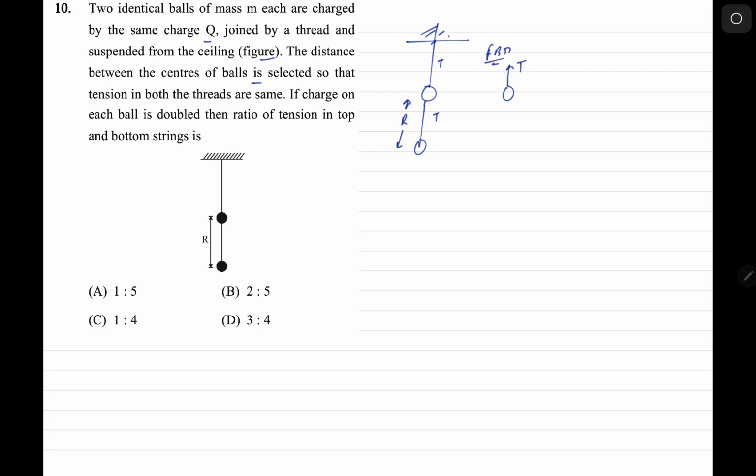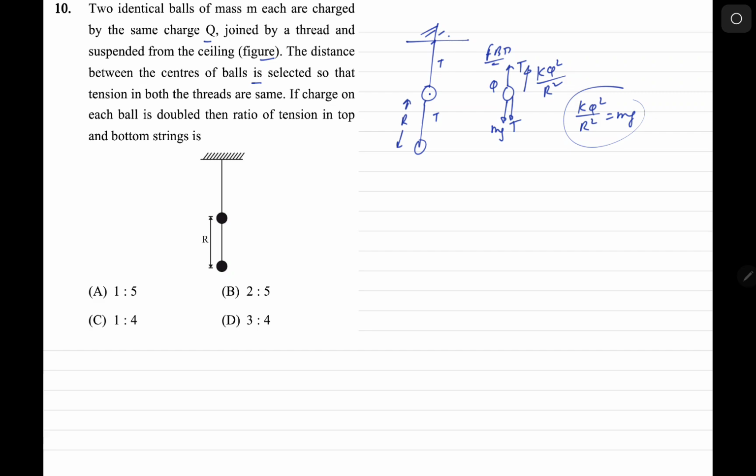The upper ball has a tension, a downward force mg, and the tension from the thread. Both are charged with the same charge q, so there will be repulsion between them. The repulsion on the upper ball will be in this direction, kq²/r². Since it is in equilibrium, kq²/r² equals mg. The T's will be cancelled.